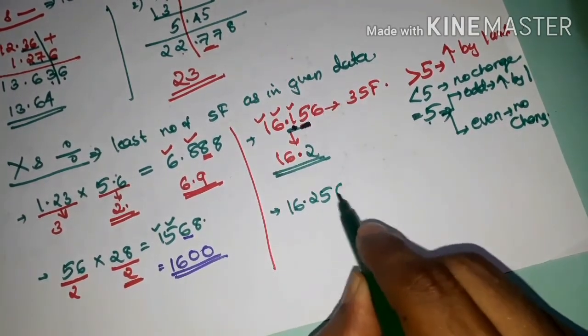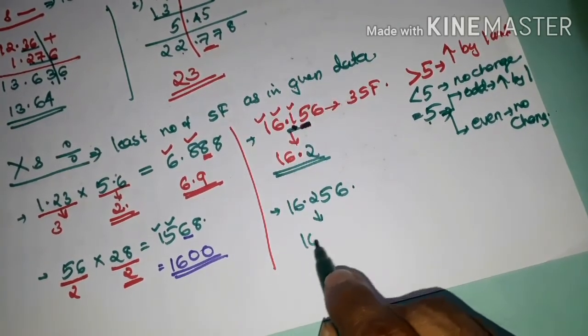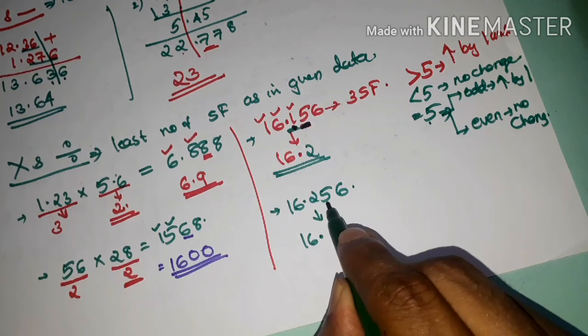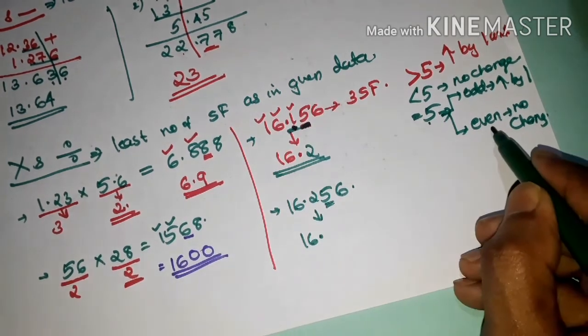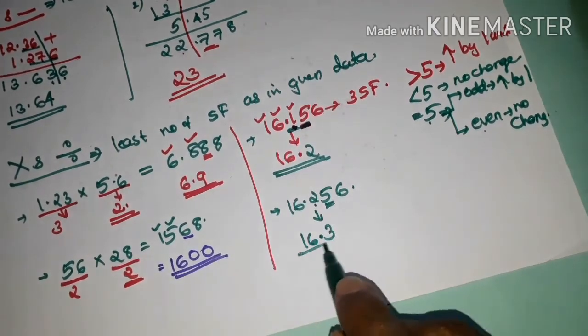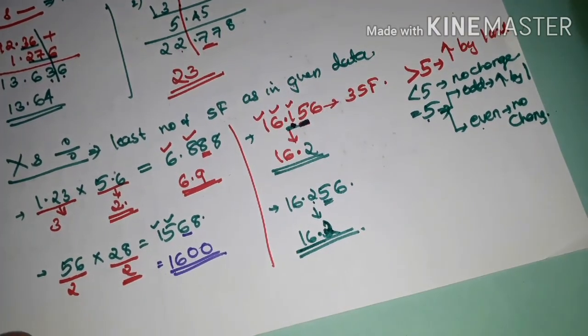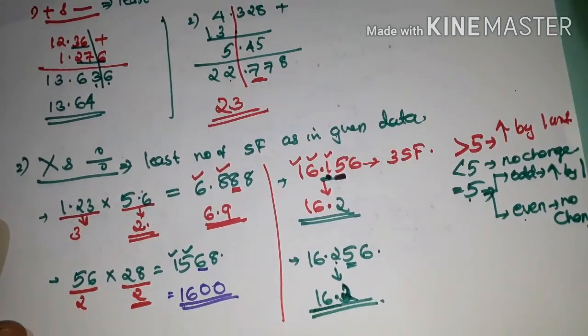Take the next one, 16.25, rounding off to 3 significant figures. 16.2: 2 is an even number and the next digit is equal to 5. No change for that number. So the answer is 16.2. That's all about significant figures. Thank you for listening to me. Thank you.